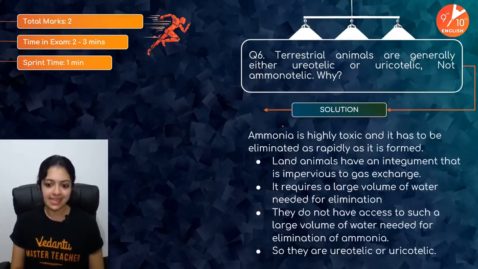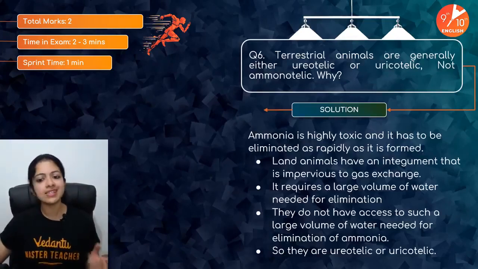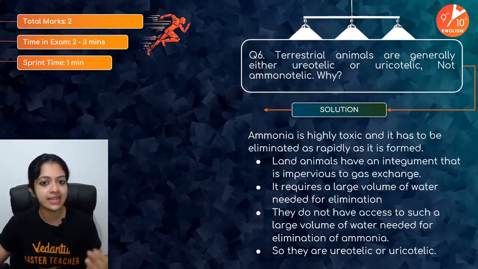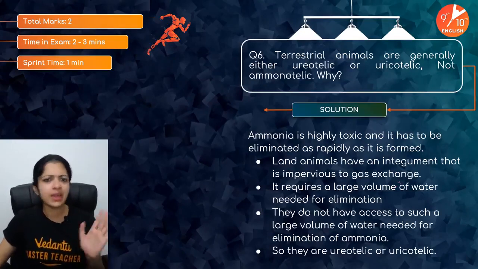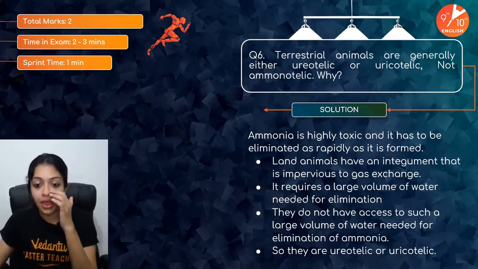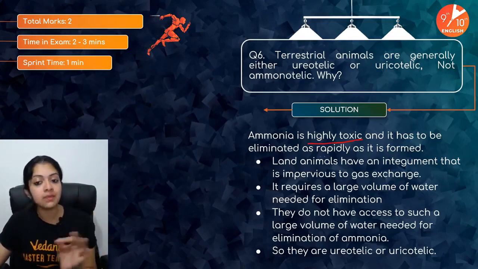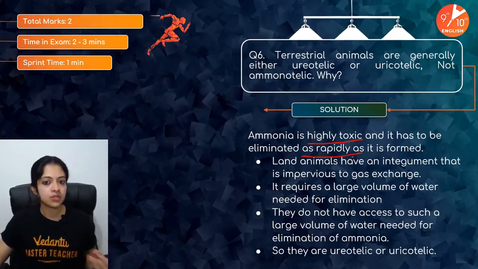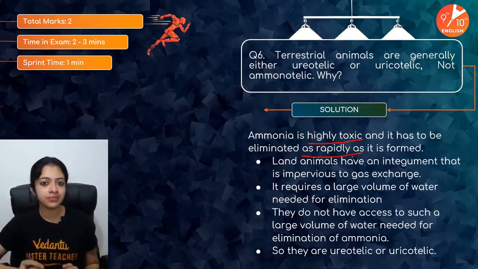Okay, let's discuss. Ammonia is highly, highly toxic. And of course, it's easy to be eliminated as well generally. In the organisms where it's formed, they can be eliminated because of the reasons I told you earlier. Now, ammonia is highly toxic. It has to be eliminated as quickly as it's formed. Ammonia being formed, ammonia being eliminated, pretty much hand in hand, immediately.